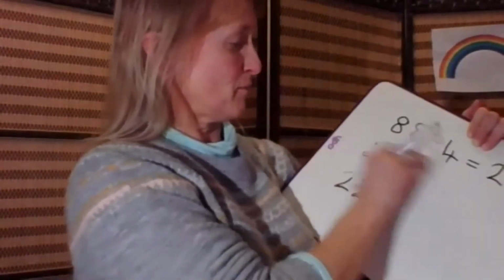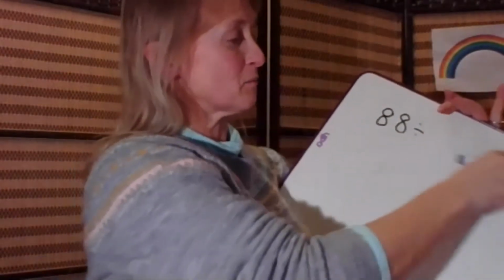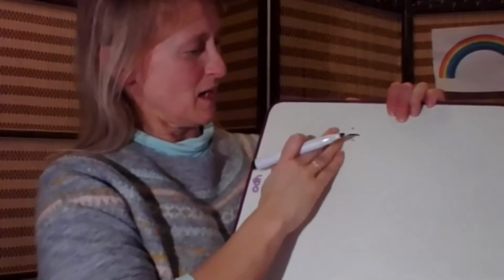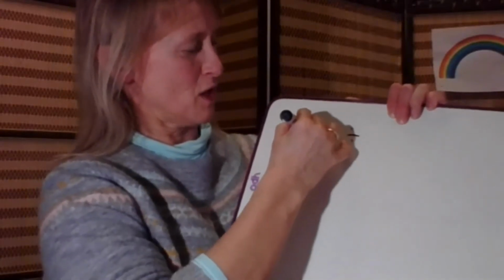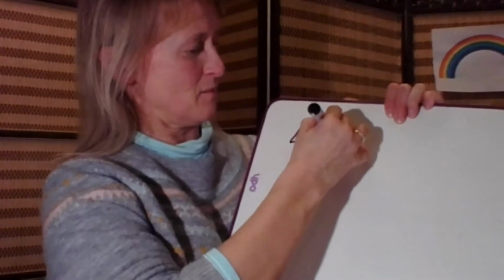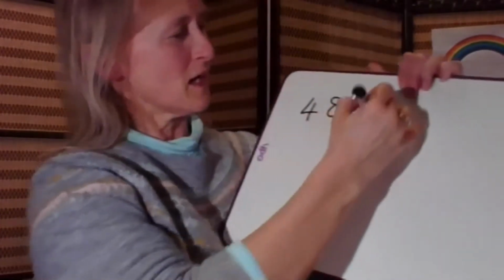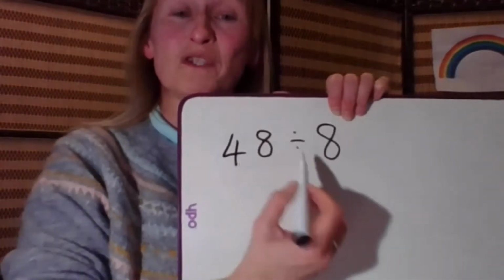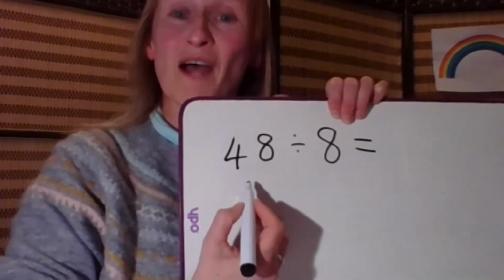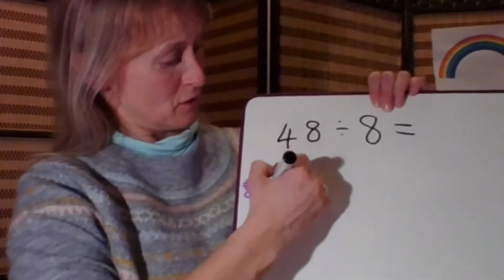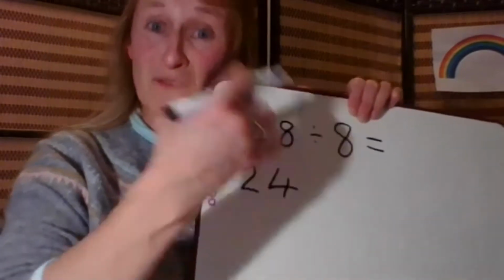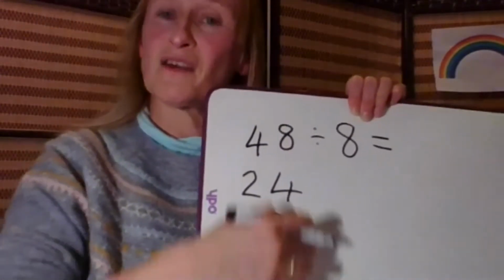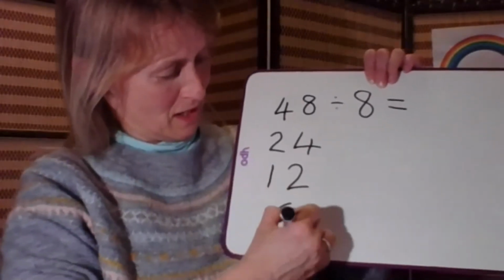All right, now then, to divide by 8, I have to halve a little bit more. Let's choose 48. Okay, I'm going to choose 48 and I'm going to divide it by 8. Let's see if I can manage to do this. Okay, so to divide a number by 8, you have to halve it. So here we go, let's halve this, that's 24. You have to halve it again, that's 12. And you have to halve it again, and that's 6.